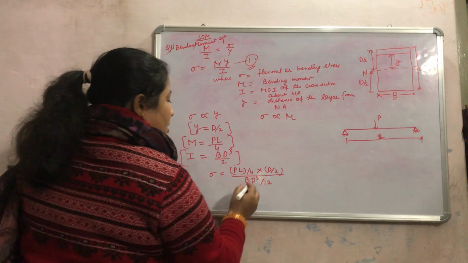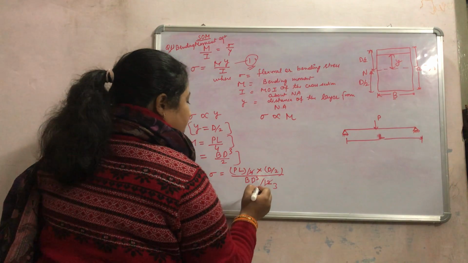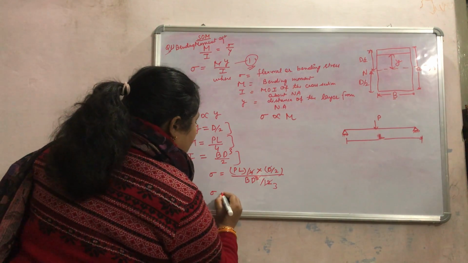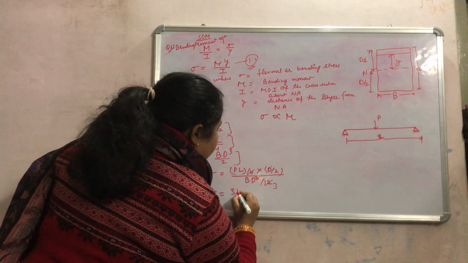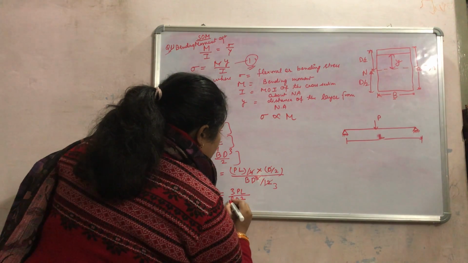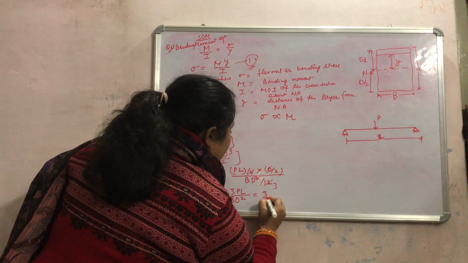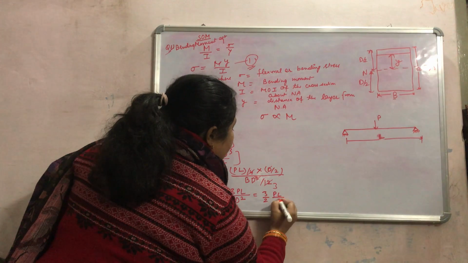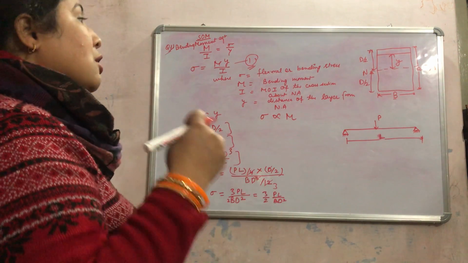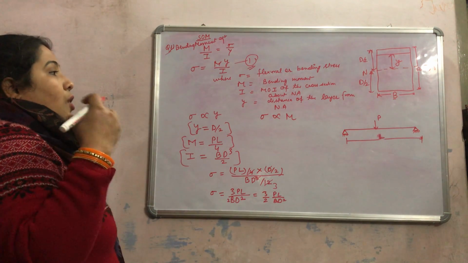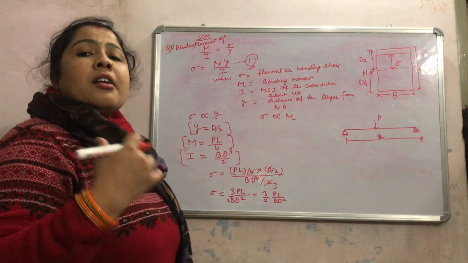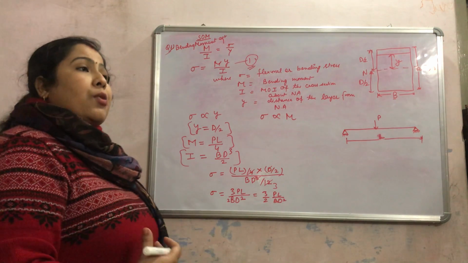Solve this. 4 threes are 12. D with D cancel out. Sigma equal to 3PL upon BD square. It means 3 by 2 PL upon BD square. The maximum flexural stress for the cross section is 3 by 2 PL upon BD square.